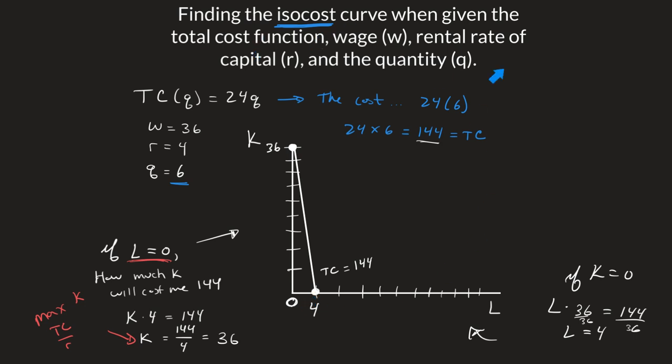And so you know what's next is going to be an isoquant curve, which we will do in the next video once I get that one posted. So again, this is a quick video on how do we find the isocost curve when we are given or we found total cost, wage, rental rate, and quantity.